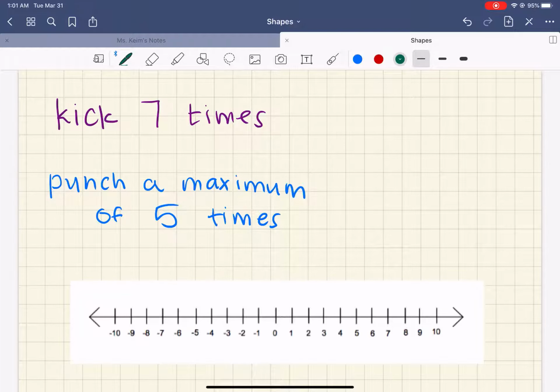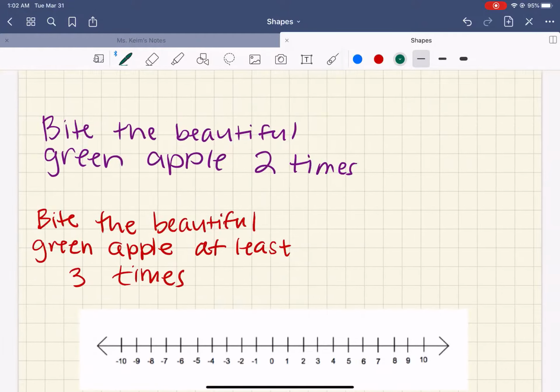Okay, that is a situation that we would represent with an inequality because there's more than one exact possible solution that would keep the statement true. Punching 4 times still gives a true statement of punching a maximum of 5 times, right? When I say kick 7 times, there's only one number of kicks that I can use. So this represents an equation. This represents an inequality.